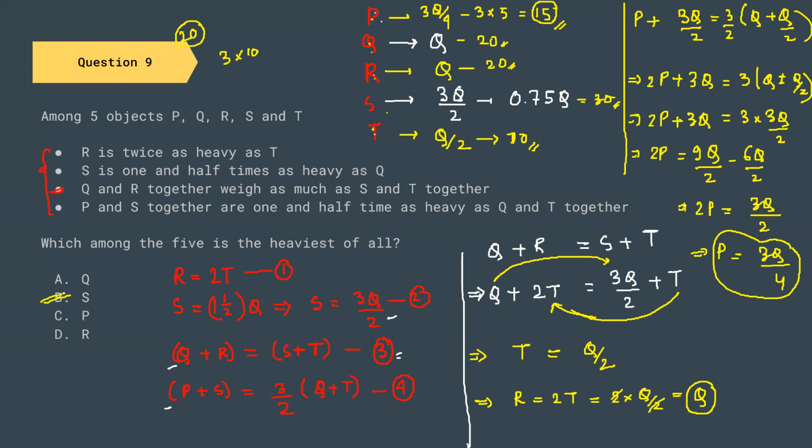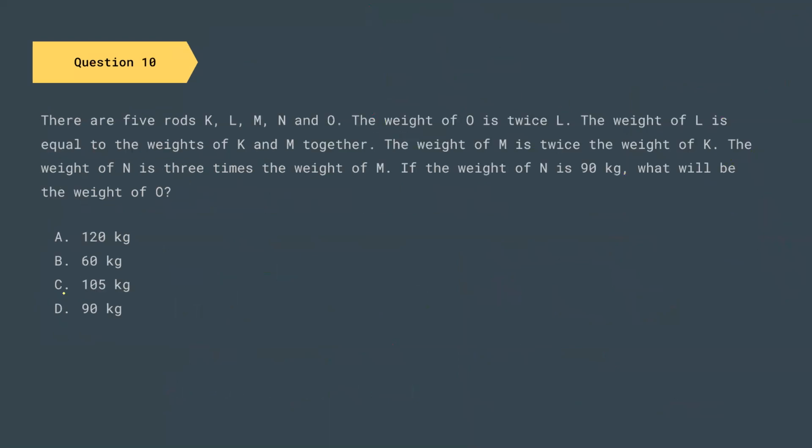So I hope this question was very enjoyable to you. Let us try another question of the same type. So there are 5 rods K, L, M, N, O. The weight of O, again, there are 5 rods. We can say that we have K, we have L, we have M, and we have N, and we have O.